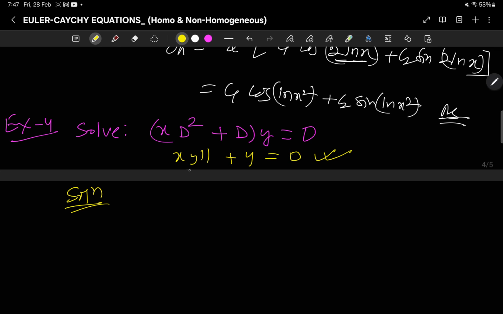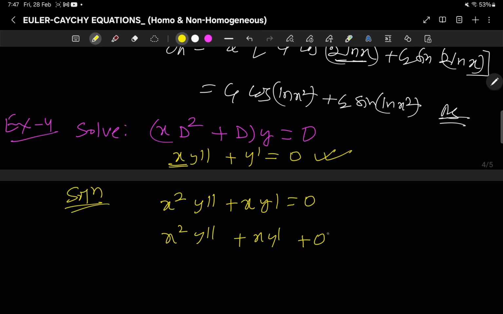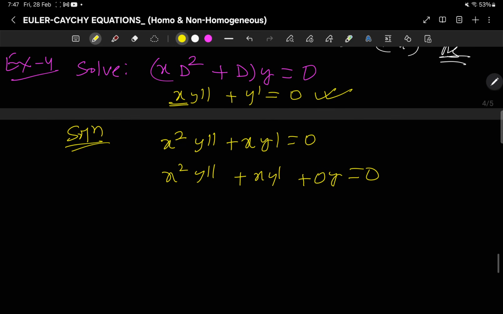This is not in the form, so we multiply by 1x. We get x square y double dash plus x y dash is equal to 0. So that means I can write it as x square y double dash plus x y dash plus 0y equal to 0. So what is the auxiliary equation? The auxiliary equation is m square plus 1 minus 1 m is equal to 0, is it not? So this implies m square is equal to 0.